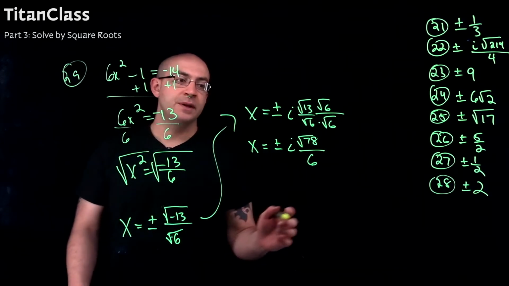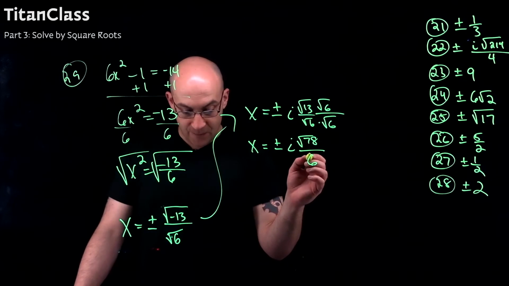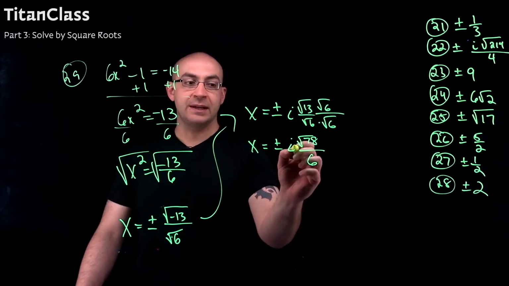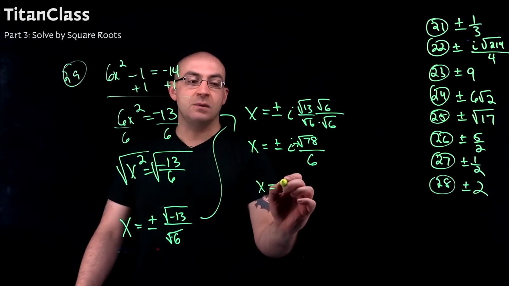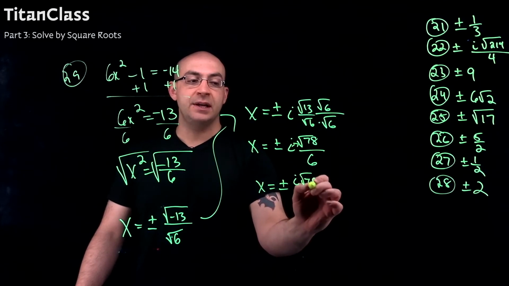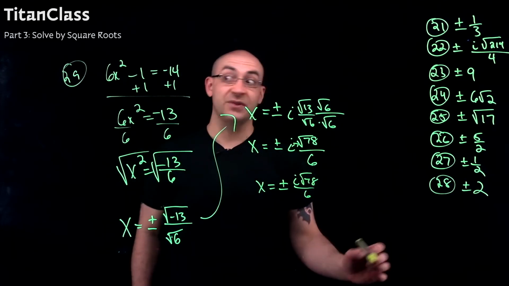So we have a problem. This is actually the answer. We want to keep the i in the numerator. It's x equals plus or minus i root 78 all over 6. And that is my answer for this problem.